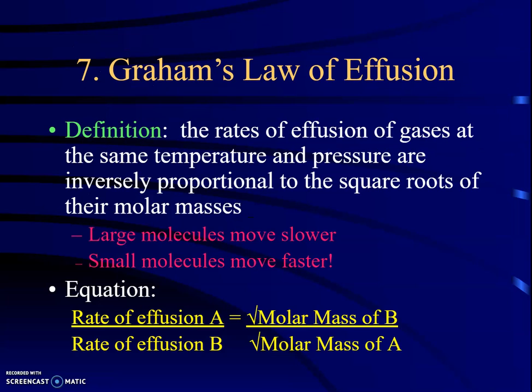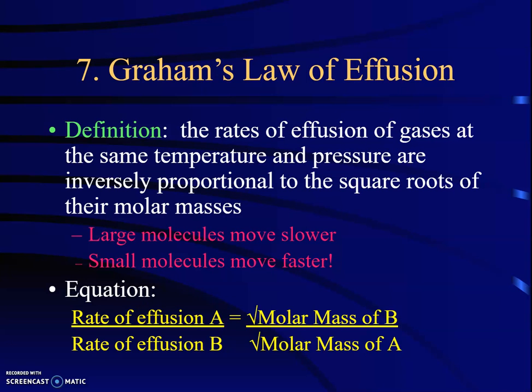So our seventh gas law is Graham's law of effusion. And what it states is that if you have gases that are at the same temperature, very important that they're at the same temperature and pressure, the rates of their effusion are going to be inversely proportional to the square roots of their molar masses. So large molecules are going to move slower, small molecules move faster.